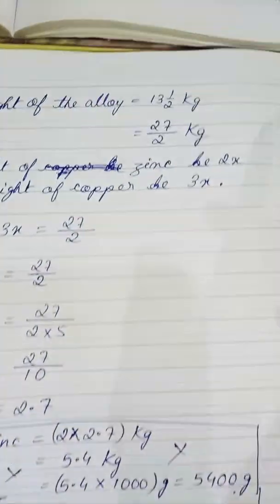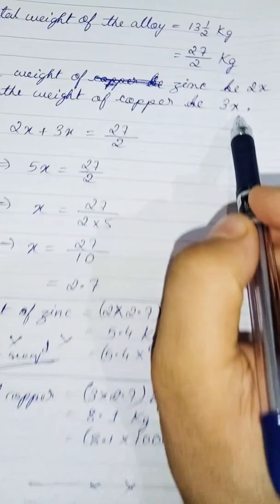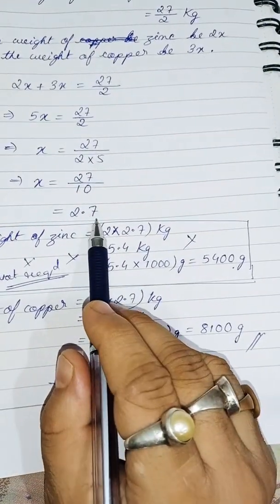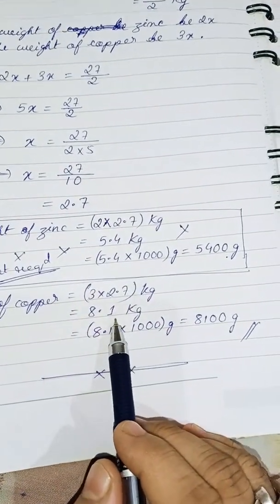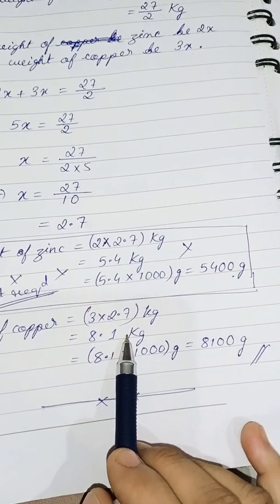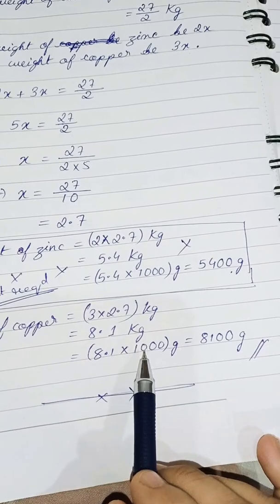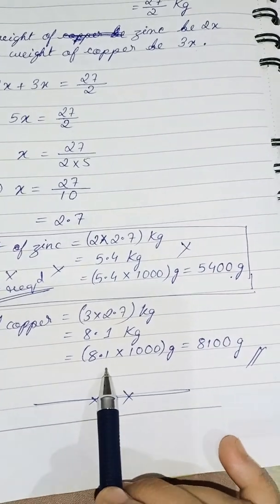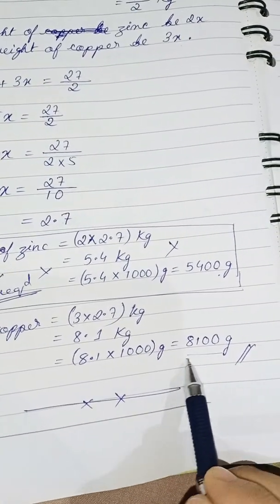So copper weight is what? Copper weight is 3x. So that means 3 into x value is 2.7. So if you multiply them, 8.1 kg. But the question is asking to find the answer in gram. So how do I convert from kg to gram? By multiplying 1000. So after multiplying you get 8100 gram.